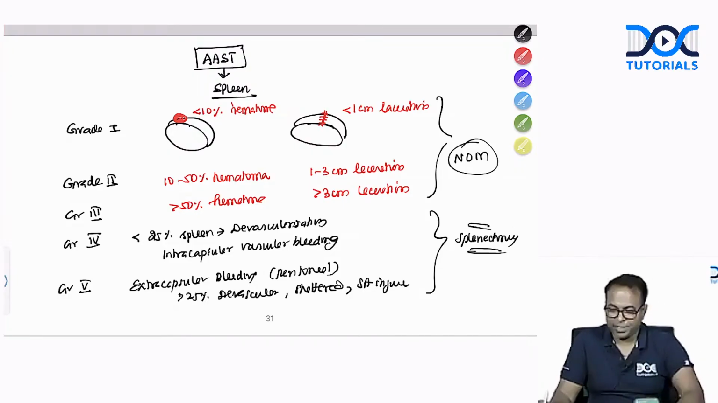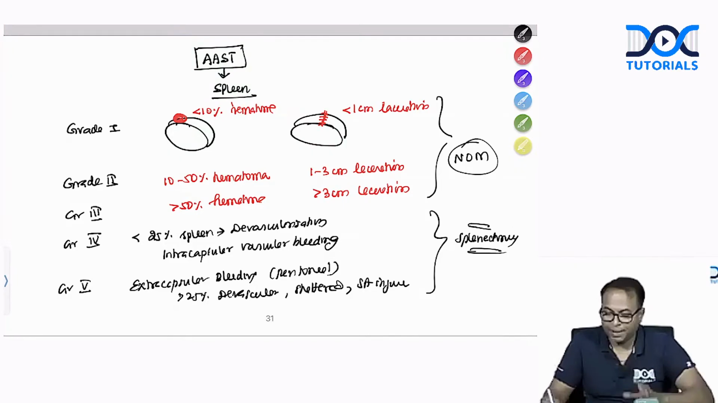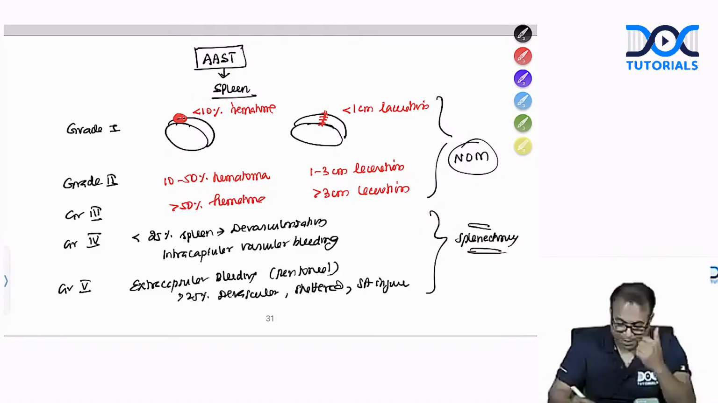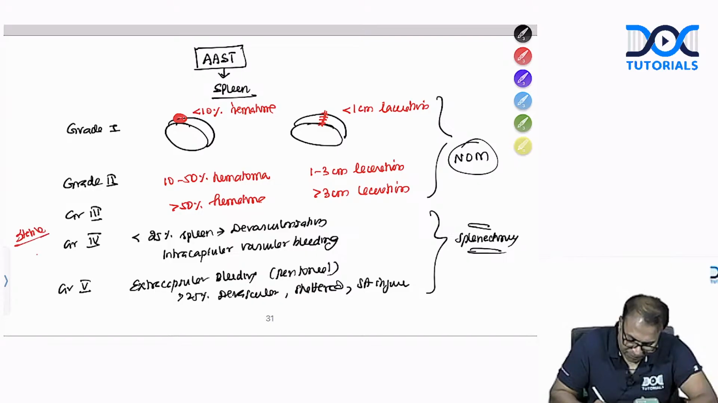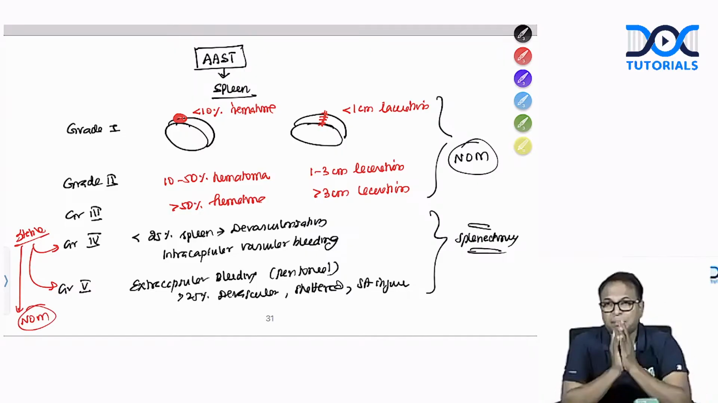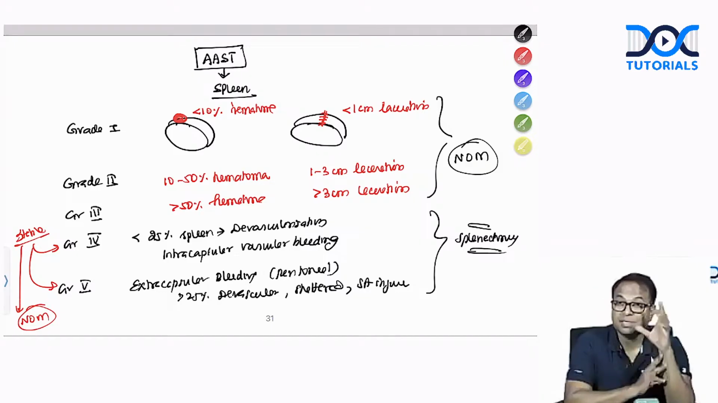In stable patients, grade 1, 2, 3 are managed by non-operative methods. Even in a stable patient, grade 4 and 5 are nowadays managed by non-operative method. This is a new line: there is no treatment based on grade. The treatment is based on hemodynamic stability. If the patient is stable, manage him by non-operative method. If the patient is unstable, whatever it is, grade 1 or grade 5, take him for surgery.